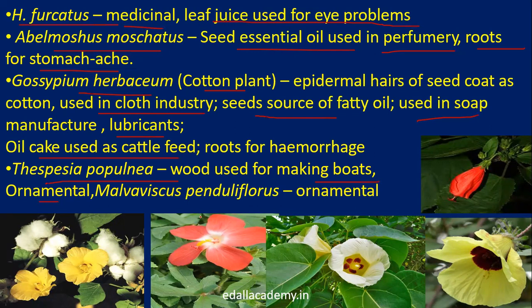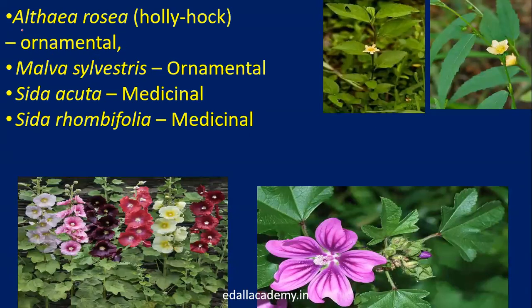Ornamental plants such as Malvaviscus penduliflorus. These are all some common examples given. Try to remember them for ornamental plants. Althaea rosea, also an ornamental plant, is commonly called hollyhock. Malva sylvestris, also an ornamental plant.